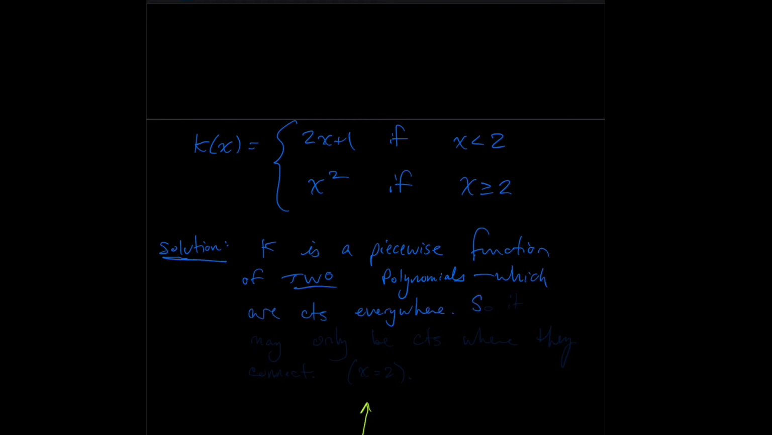So if we plug in 2 for the first and second function, we're going to see there's that little jump in the graph there. So 2x plus 1 would give us 5 if we plugged in 2. And since it's strictly less than 2, we're going to have a hole in the graph there. x squared, if x is greater than or equal to 2, that's going to be a closed dot.